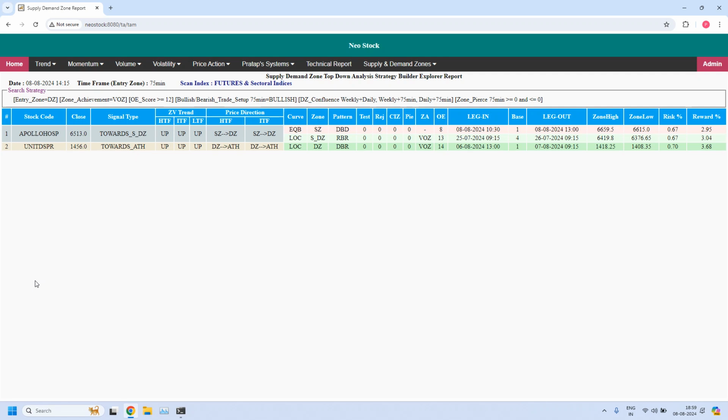Now 2 stocks are filtered. So currently these 2 stocks are having confluence with both LTF, HTF and ITF confluence. That is weekly and daily, weekly and 75 minutes and also daily and 75 minutes. You can always see the confluence list we selected. Okay, this is about bullish trade setup for weekly income trade with confluence.